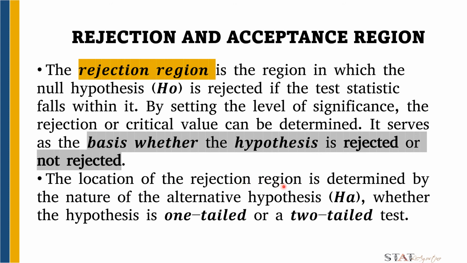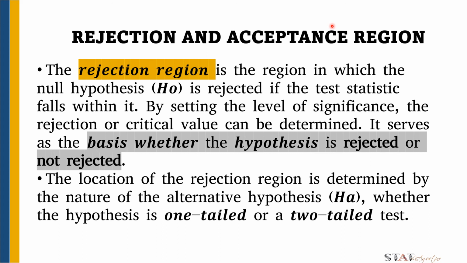And the location of the rejection region is determined by the nature of the alternative hypothesis, whether the hypothesis is a one-tailed or a two-tailed test. The critical value separates the critical region from the non-critical region. Sometimes the symbol is CV. So the critical or rejection region is the range of values of the test value that indicates that there is a significant difference and that the null hypothesis should be rejected. So it can be projected here or stated here in your critical region.